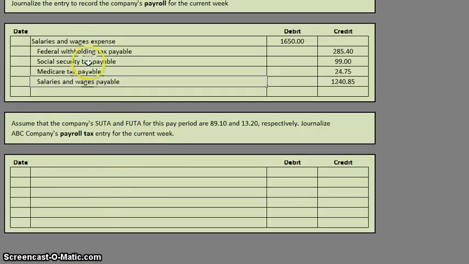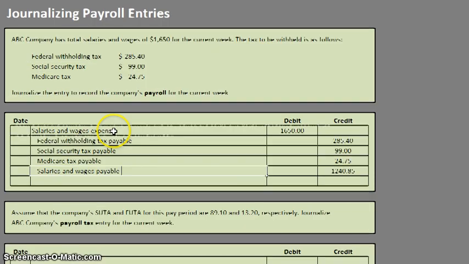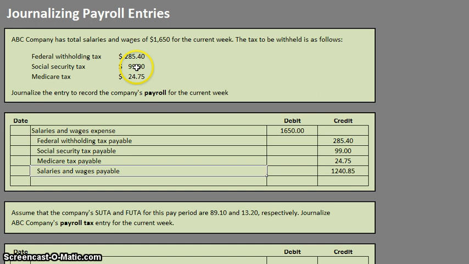You might be asking yourself, well, we already recorded these taxes. A company, when they employ someone, they don't only have to pay that employee whatever they earn, they also have to pay taxes on what they're paying that employee. So in this case, we have $89.10 for SUTA and $13.20 for FUTA. And in addition, the employer is also going to have to match Social Security of $99 and Medicare of $24.75. Now there are some ceilings, so if you have to calculate these numbers yourself, pay close attention to those ceilings as well as whatever percentages your textbook uses.